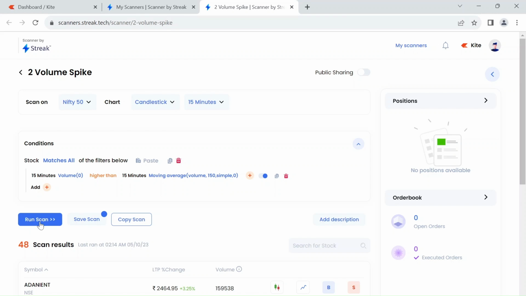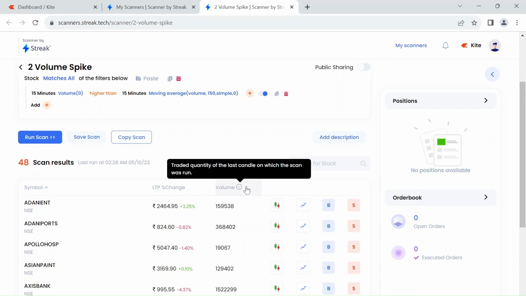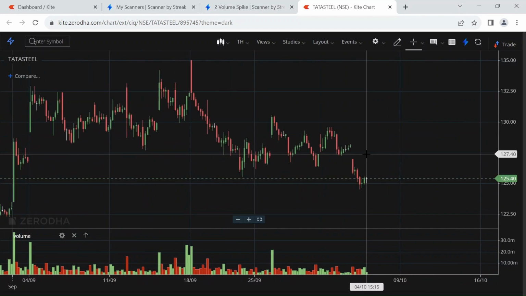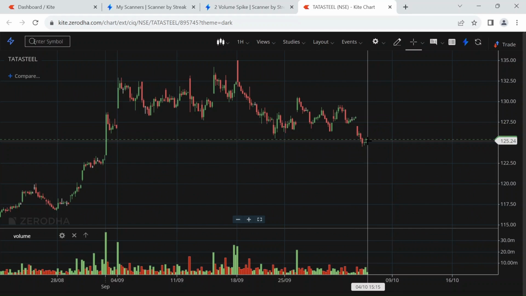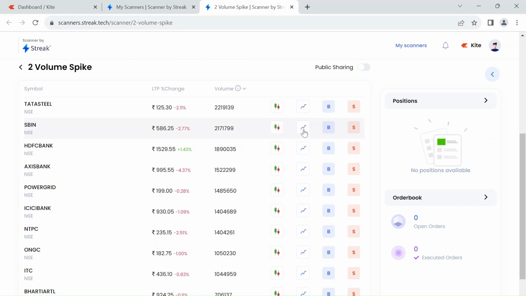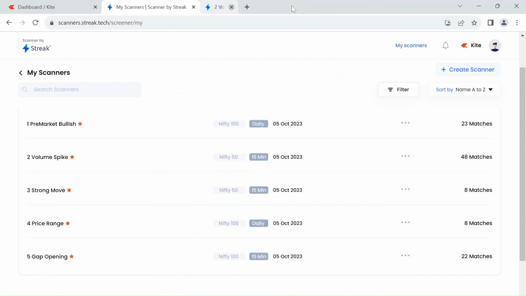So if you run it now, of course it will consider the last 15 minutes candle, but if you run it in the first 15 minutes of the market opening, then it will consider that only, and you can check the stocks, the results that came, and you can sort by volume. And I got Tata Steel here. So likewise, if you find a very good trading opportunity in any of these charts, then you can go ahead and place your trade.